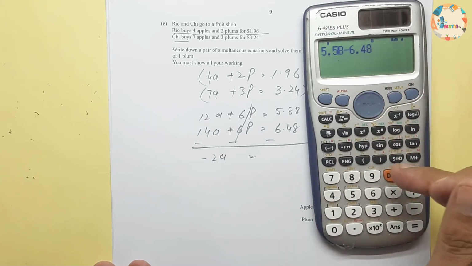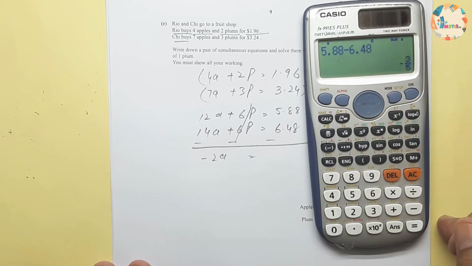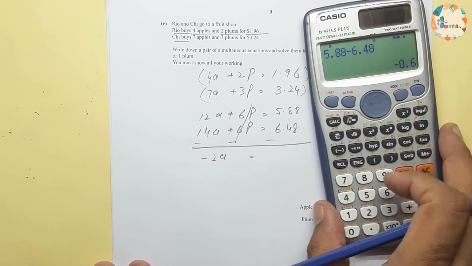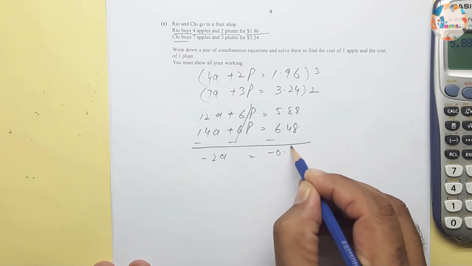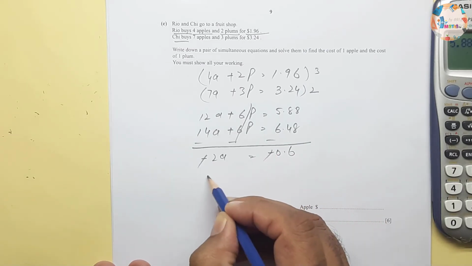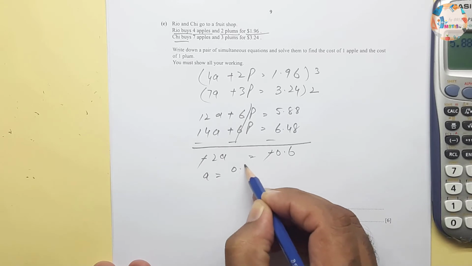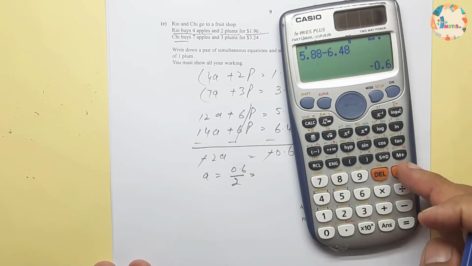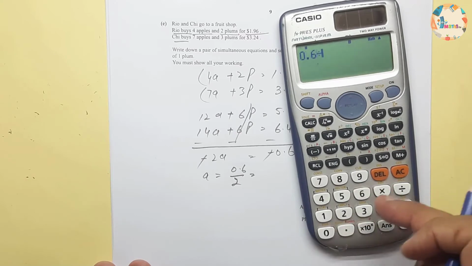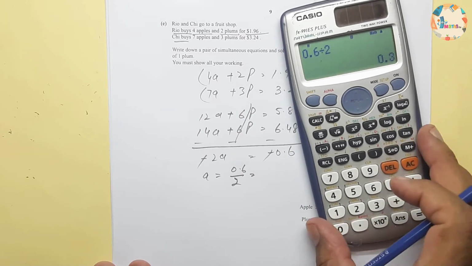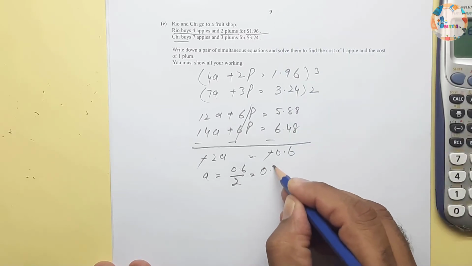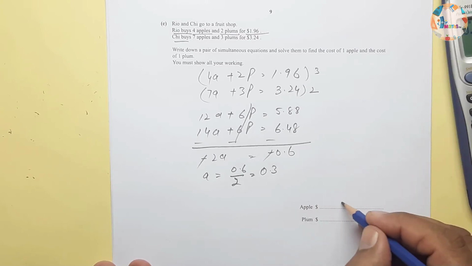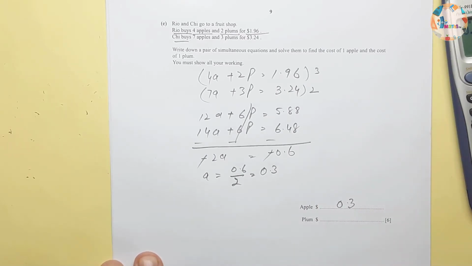Basically this one is a mistake, so this one will be minus 0.6. Minus will be cancelled, so A will be equal to 0.6 over 2, and 0.6 divided by 2 will be equal to 0.3. So the A value is 0.3.